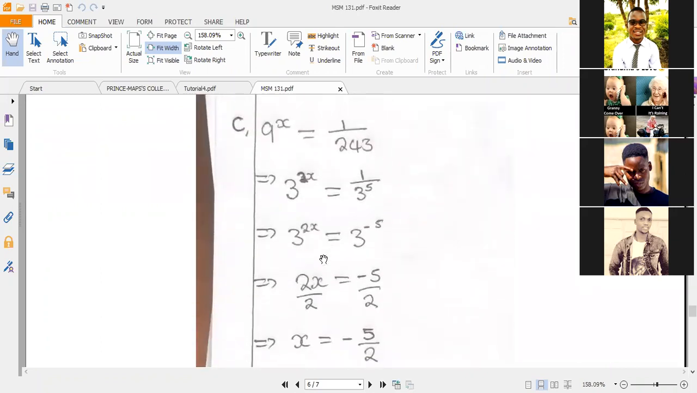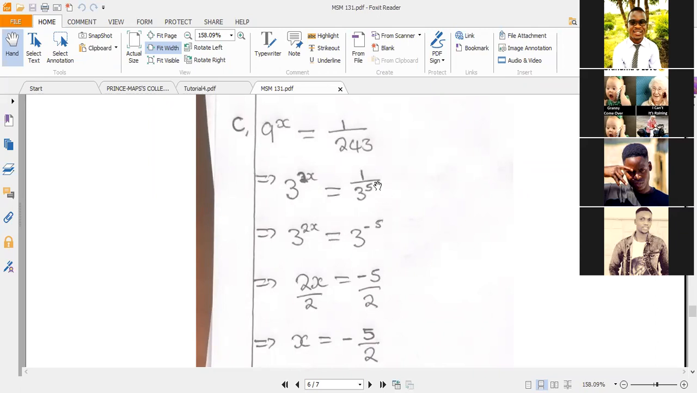Okay, we go to C. 9 to the x is equal to 1 over 243. We realize that 243 is the same as 3 to the power 5. So we say 1 over 3 to the power 5, and 9 is the same as 3 to the power 2. So that 2 will multiply with the x, so we'll have 3 to the power 2x is equal to 1 over 3 to the power 5.